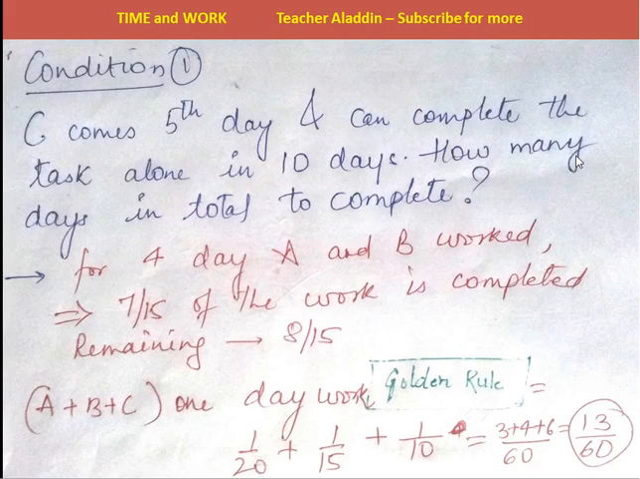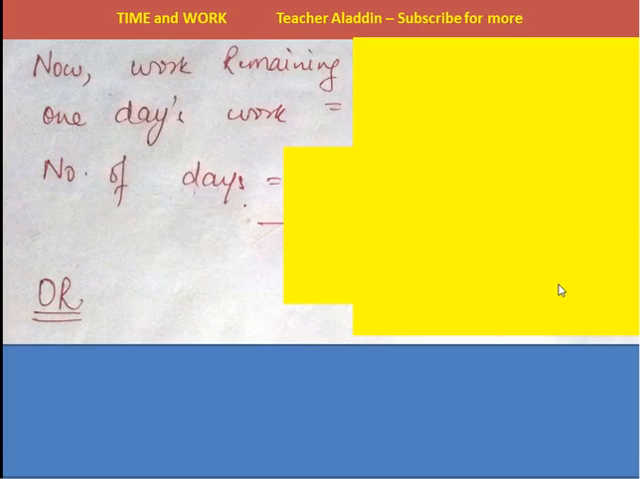That's the golden rule. In 1 day, if A, B and C work together, they complete 1 by 20 plus 1 by 15 plus 1 by 10 of the work, which is their individual 1 day work, and they will complete together. 3 of them will complete 13 by 60 of the task. Now we know the work remaining, we know their 1 day's work. We will find the number of days simply by dividing.